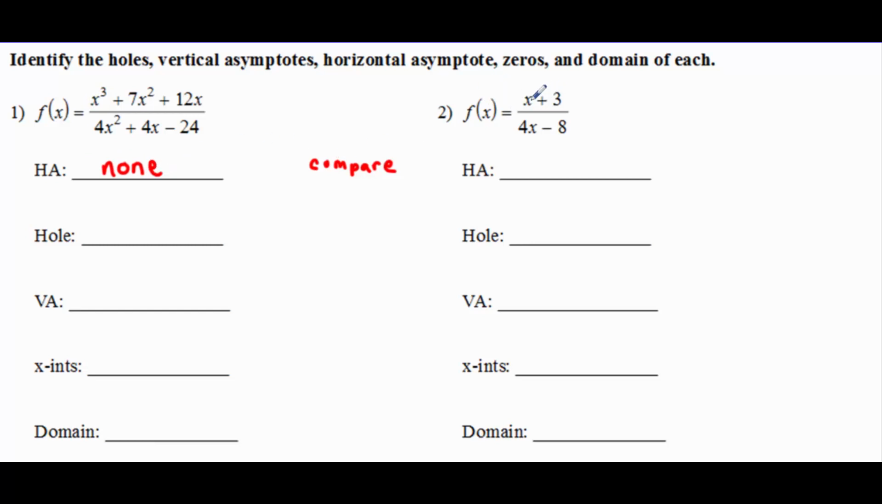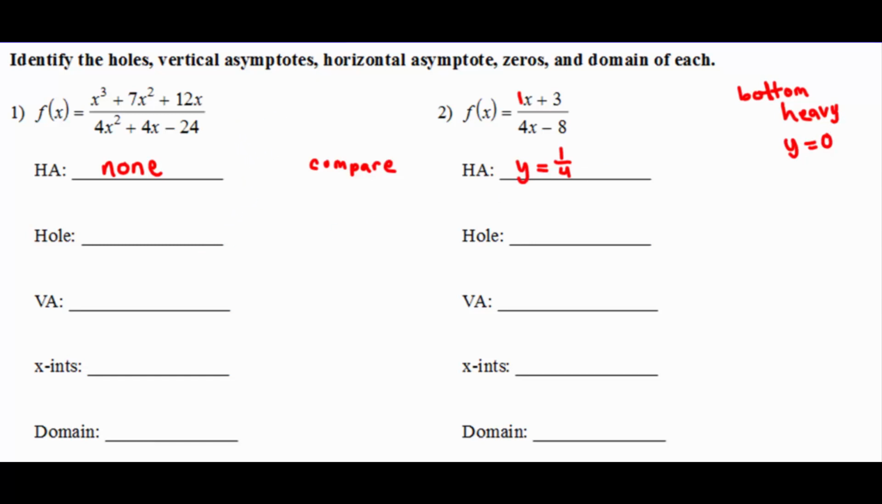On number 2, these are both x to the first powers, and since they're the same, that means that we're going to take the numbers from in front, and when we take the numbers from in front, that's a 1 and a 4, so this will be y equals 1/4. There is one other case when it's bottom heavy, which means that there's more x's on the bottom, or bigger exponent for x on the bottom than on the top. That's where it's y equals 0. So those are our cases for horizontal asymptote.